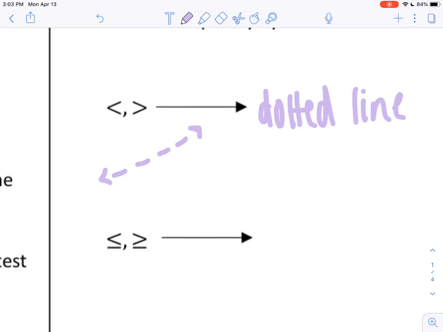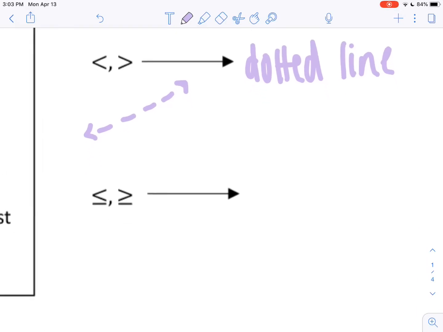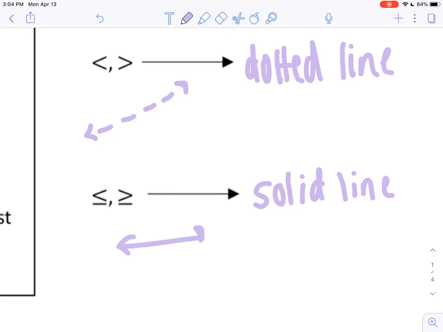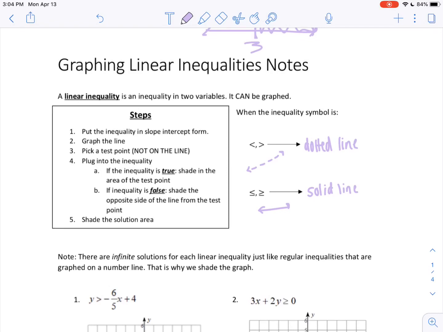Okay, what that means, remember, if there's not a line underneath it, that means that anything on that line or on that number is not included in our solution. So that's kind of like our parentheses on the number line. It's going to be dashed because that's saying that any point on that line is not a solution to my equation, or sorry, my inequality. If I have a line underneath, it's going to be a solid line. So if you have a solid line underneath your inequality symbol, you're going to have a solid line on your graph, which means any point that is on that solid line is going to be included in my solutions. Okay, it's going to make that inequality true.